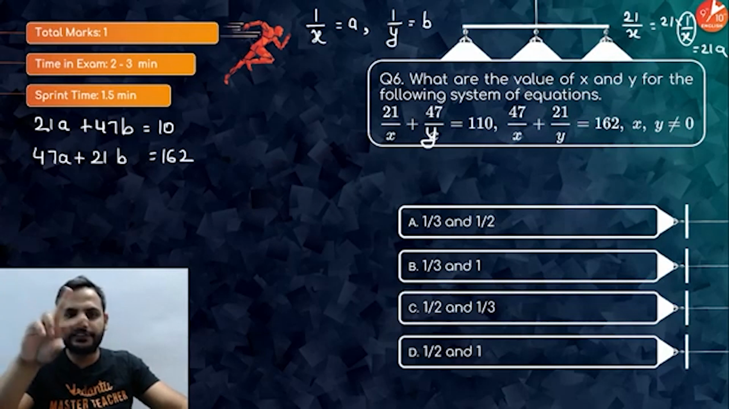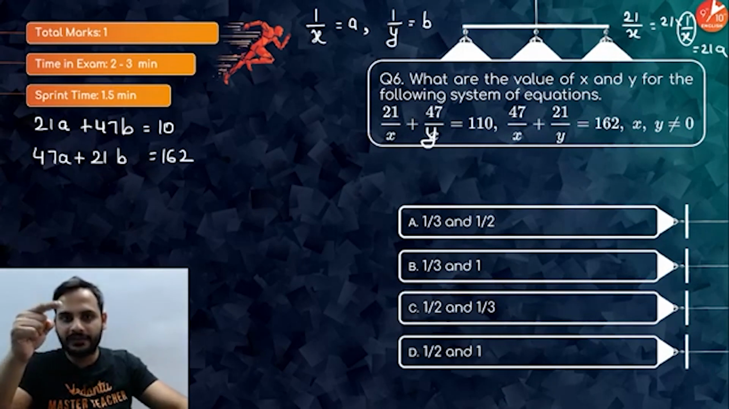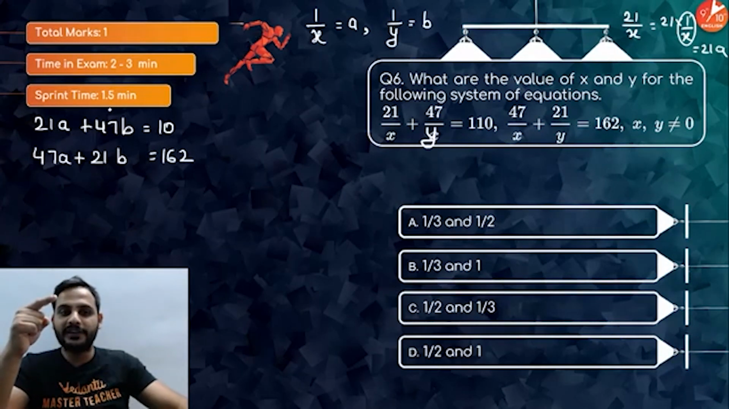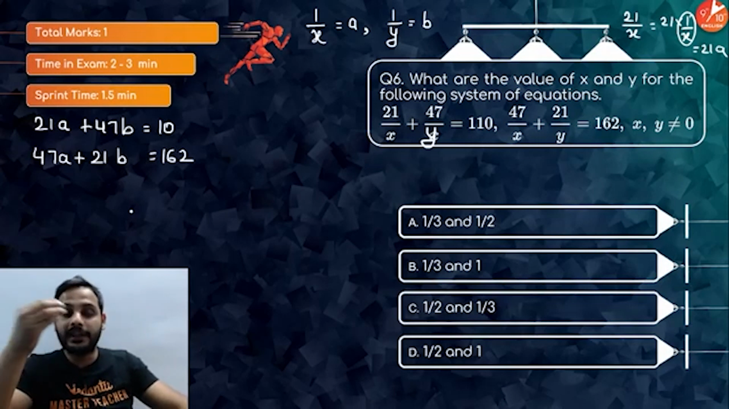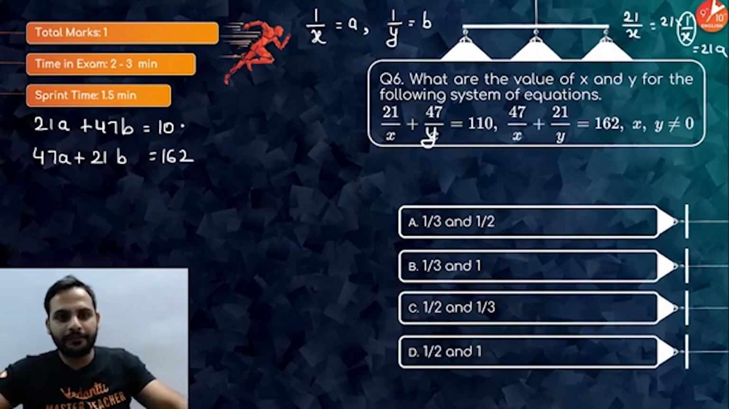If the coefficients are interchanging, here 21a plus 47b, here 47a plus 21b. Coefficients for x, or for a, are 21 and 47 in both equations. Coefficients for b are 47 and 21. The coefficients are interchanging. In that case, beta, we can reduce these equations. We can make these equations simple. Let's say it is equation 1 and it is equation 2.